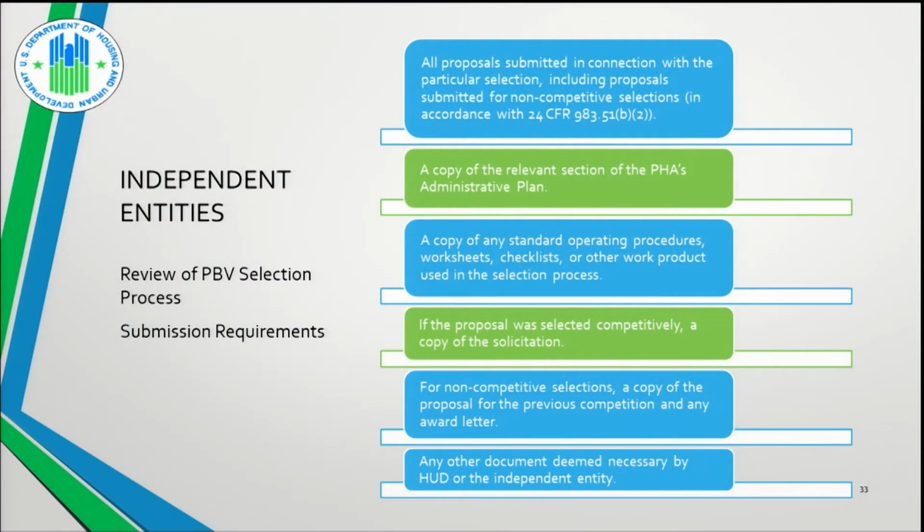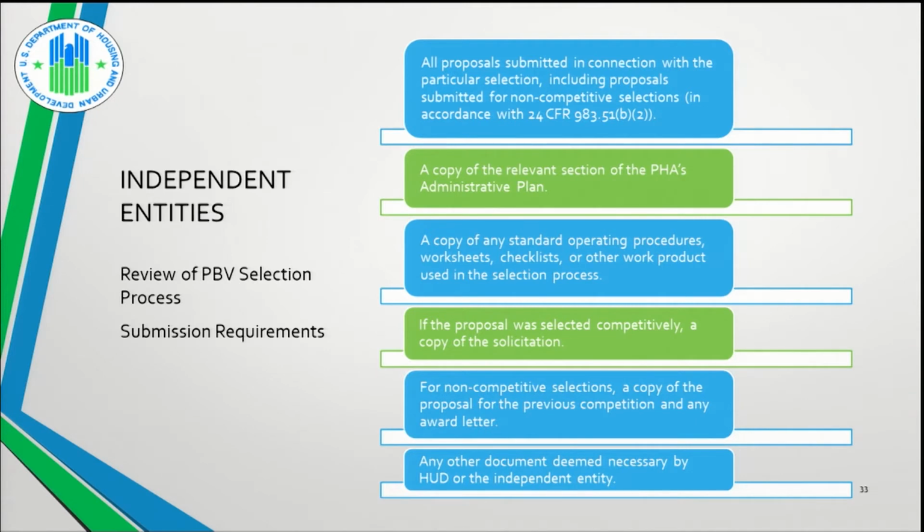Okay, so let's go through what are the submission requirements for the review of the PVV selection process. So these are the documents that the PHA has to submit to either the independent entity or the HUD field office, whoever is reviewing this PVV selection process. First, all proposals submitted in connection with the particular selection, including proposals submitted for non-competitive selections in accordance with 24 CFR 983.51(b)(2). A copy of the relevant section of the PHA's administrative plan.